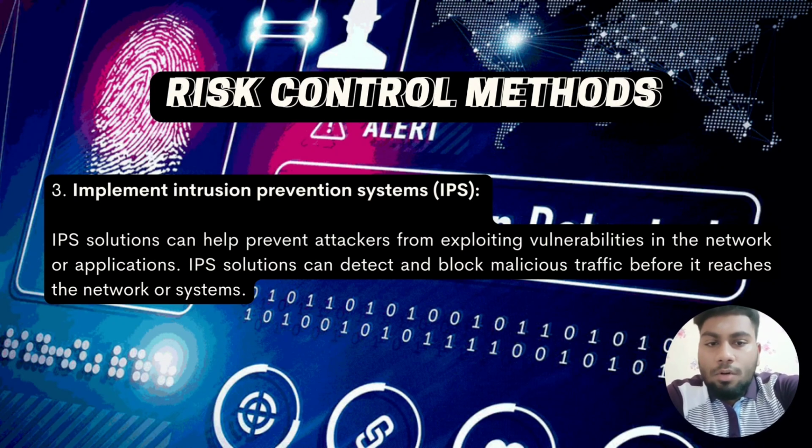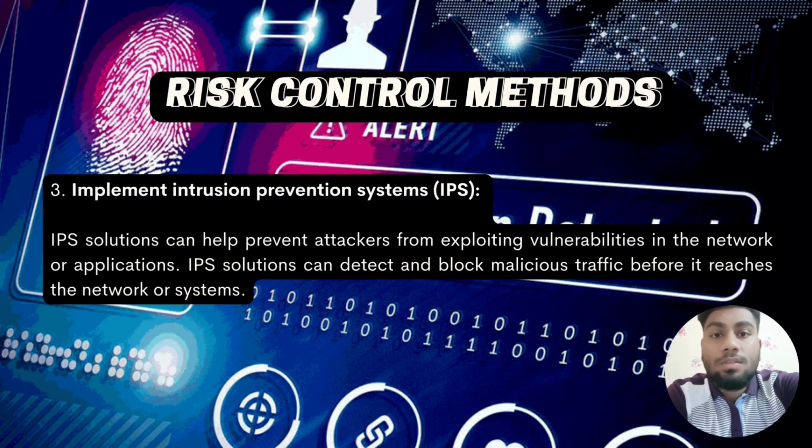And now I'm going to present about the risk control methods. The risk control method is to implement an intrusion prevention system, which is called IPS. The IPS solution can help prevent attackers from exploiting vulnerabilities in the network or application. An IPS solution can detect and block malicious traffic before it reaches the network or system.